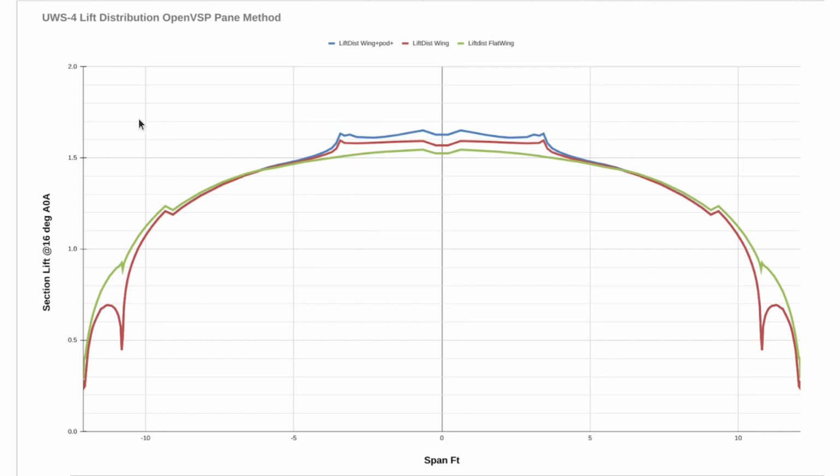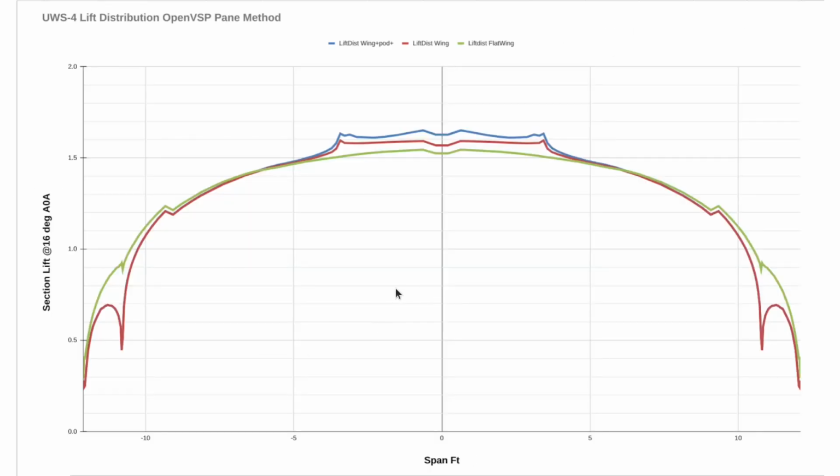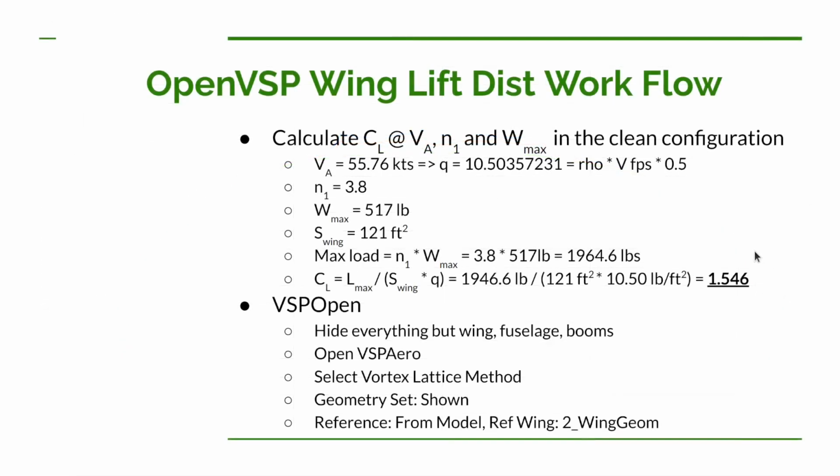Now you notice this graph on the y-axis, this is in coefficient of lift, the section lift. But we need to get that into lift per foot span so that we can compare it to this estimation that we did before. So I'm going to show you how to use OpenVSP to get the correct coefficient of lift up here on our lift distribution, and then convert that over to lift per foot span, and then we can compare the two graphs.